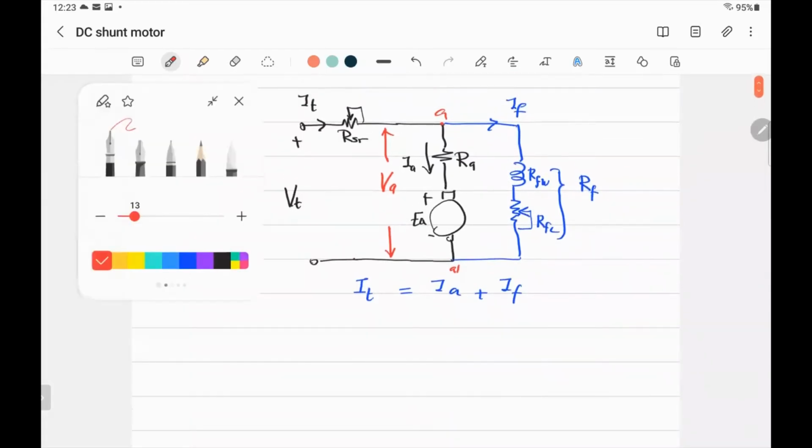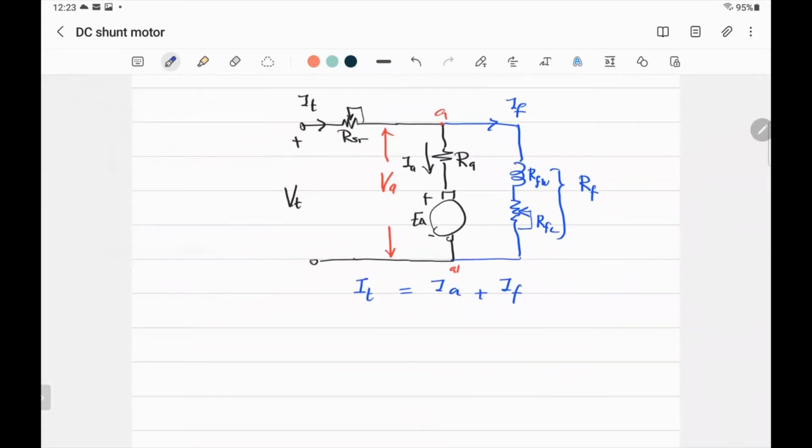And as we did last time, we continue to write the voltage equation of the motor. So the armature voltage VA is equal to the drop across the resistor RA, which is RA times IA, plus the back EMF EA. That's a very simple circuit.